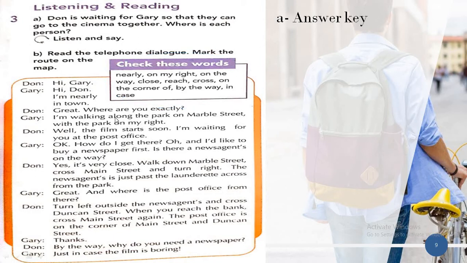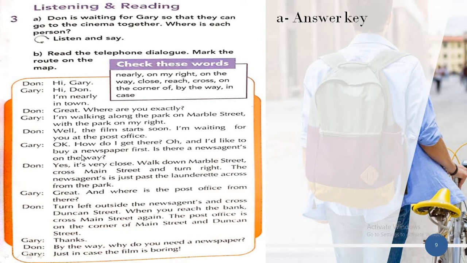Don: Hi, Gary. Gary: Hi, Don. I'm nearly in the town. Don: Great. Where are you exactly? Gary: I'm walking along the park on Marble Street with the park on my right. Don: Well, the film starts soon. I'm waiting for you at the post office. Gary: Okay. How do I get there?